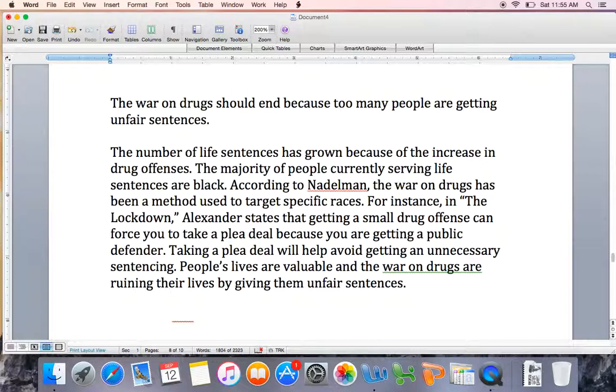What I think could use more work is when you quote Nadelman here, or when you talk about Nadelman as having said the war on drugs targets specific races. It is useful to explain where he says that, how he says that, report what he says, right? And then explain further how we get from that quote or that stat that Nadelman really does think the war on drugs targets specific races.